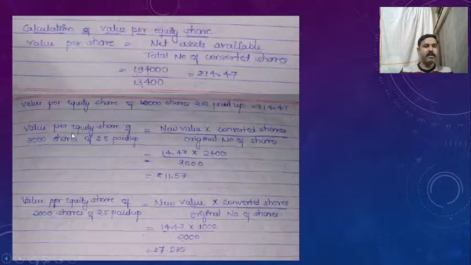In the same way, value for equity share of 3,000 shares at 8 paid up. For this the formula is new value into converted shares divided by original number of shares. So new value 14.47 into converted 2,400 divided by 3,000, that is 11.57. So those who paid 8 rupees have a share value of 11 rupees 57 paise. Same way, value for equity shares of 2,000 shares of rupees 5 paid up: 14.47 into 1,000 divided by 2,000 equals 7.235. So those who paid 5 rupees are getting 7.235 per share value.